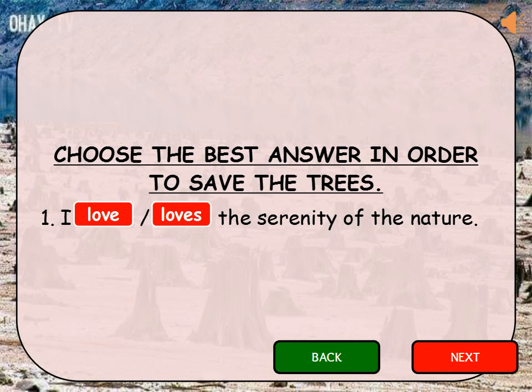Now let us move on to the exercise. Choose the best answer in order to save the trees. Question 1. I love or I loves the serenity of the nature. Now, I give you 5 seconds to answer the question. Correct. The answer is I love the serenity of the nature. Well done. Now let's move on to the next question.